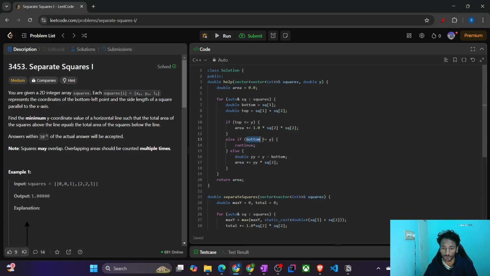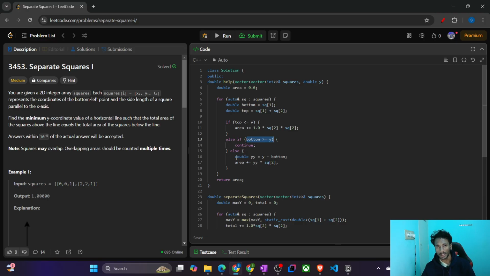Else, if our bottom is greater than or equal to y, that means this is completely above the line. So I will not count this in the current area, because I am counting the area that is below the line. This is completely above the line, so I will just continue.